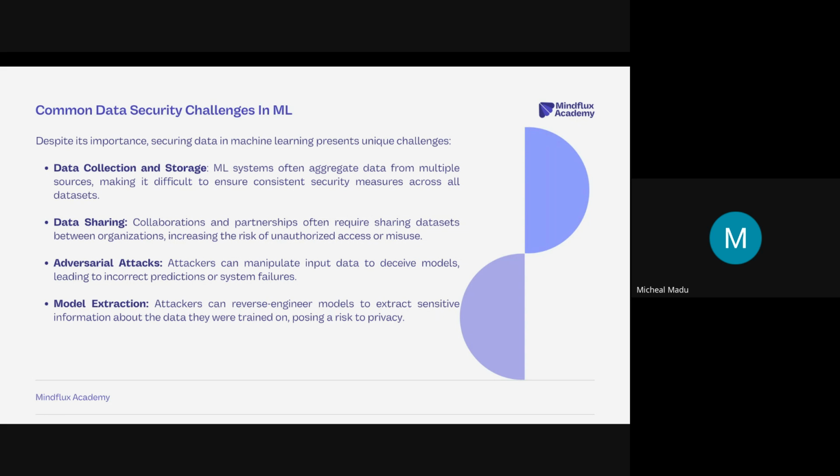Attackers can reverse engineer models to extract sensitive information about the data they were trained on, posing a risk of privacy. So imagine Netflix using your own data to train, let's say, ChatGPT. They all have a data warehouse, right? So they're getting data from Netflix, and then they're training their AI models on it. And then an AI hacker can reverse engineer those models and extract that sensitive information, so they can get access to your pins for payment and all those things, and then launch attacks. So these are some of the data security challenges that we have in machine learning.